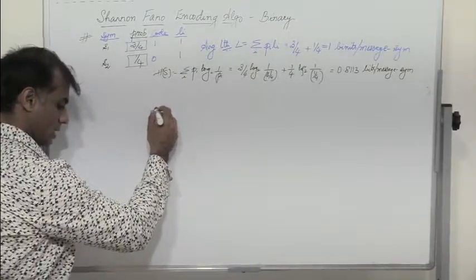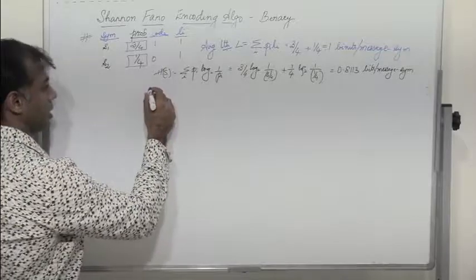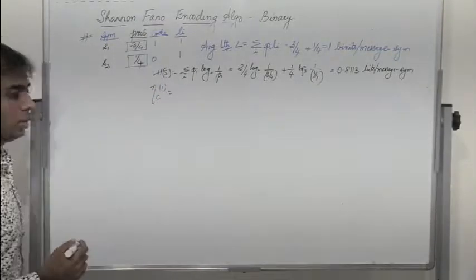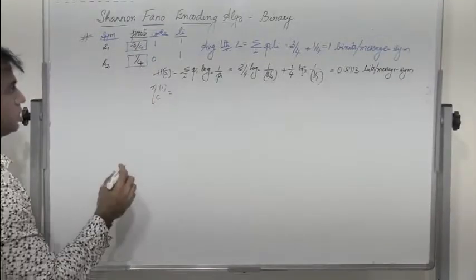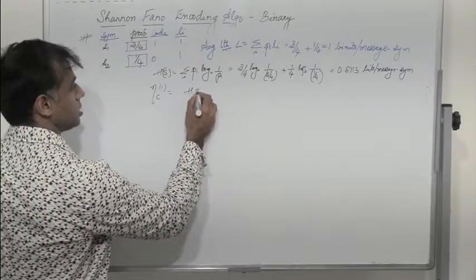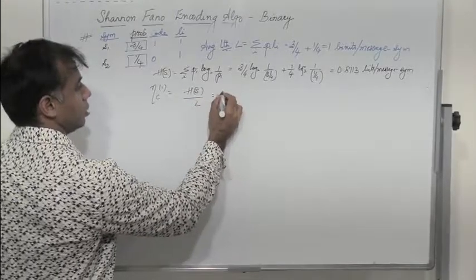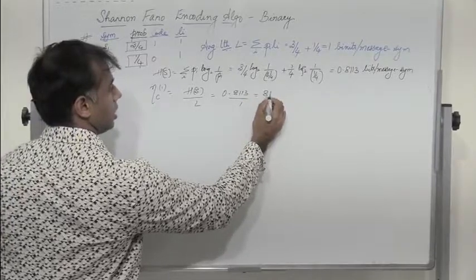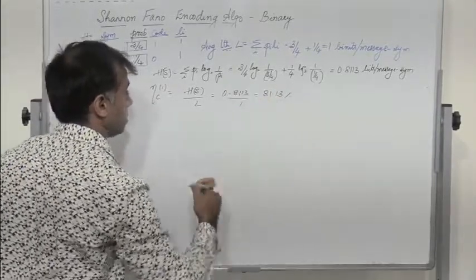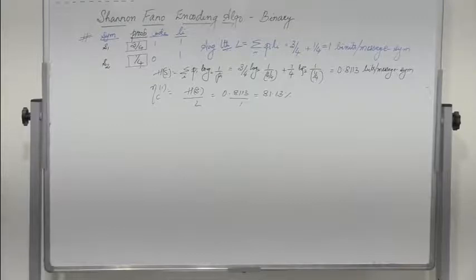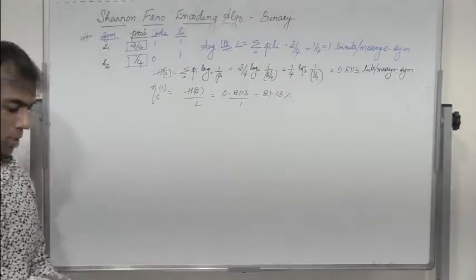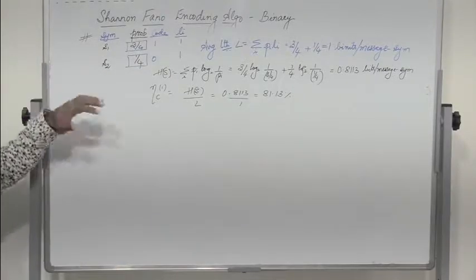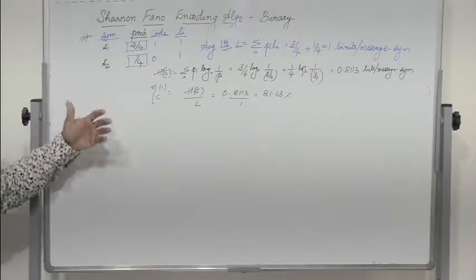So now to find the code efficiency. The code efficiency of the first extension, I'll write 1, is nothing but H of S by L, which is 0.8113 by 1, which is nothing but 81.13%. So we realize that the efficiency is pretty low for the first extension, for S1 and S2.